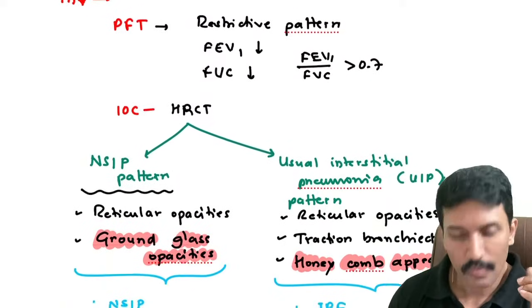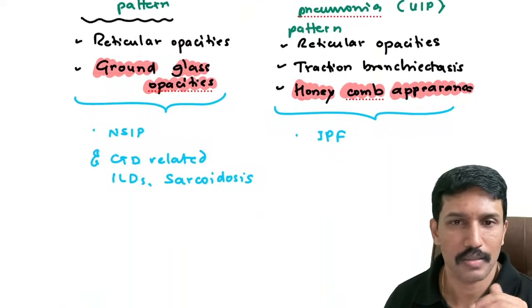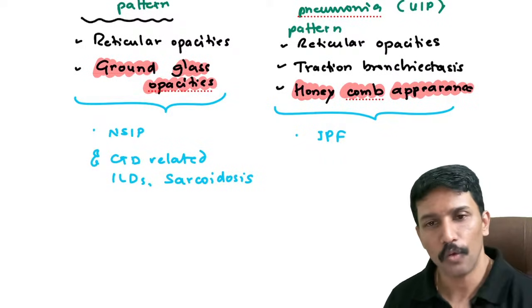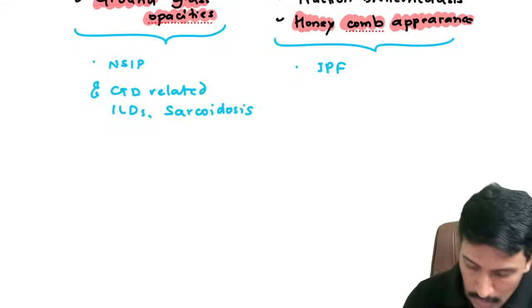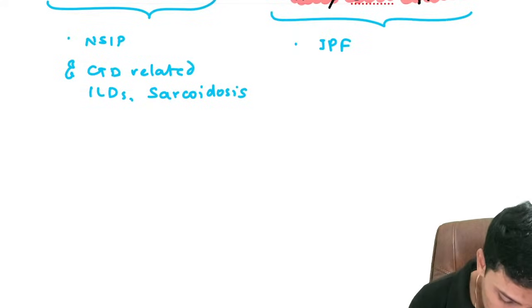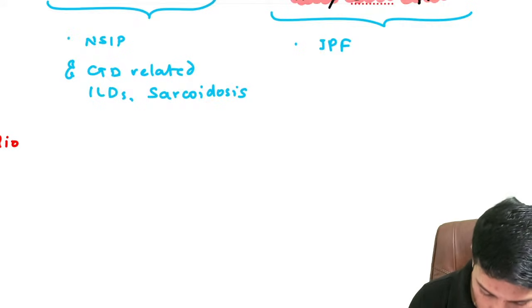Okay, so this is the basics about ILDs: the classification, symptoms, basic investigation, including the HRCT. Now, when it comes to management, we have to dig into the individual types. So we will discuss two individual types. The first one is idiopathic pulmonary fibrosis or IPF.